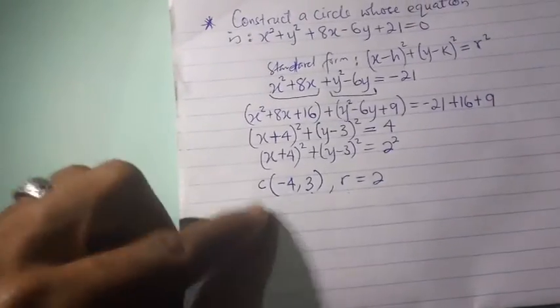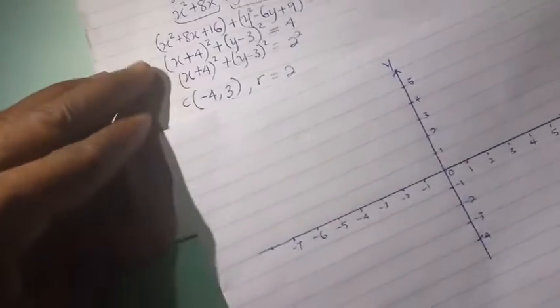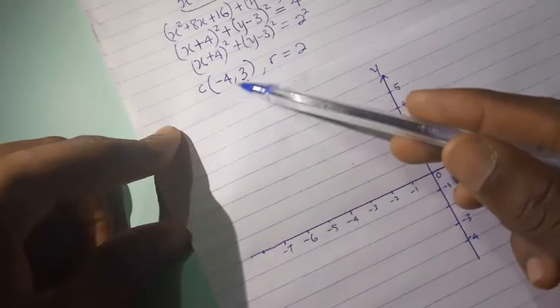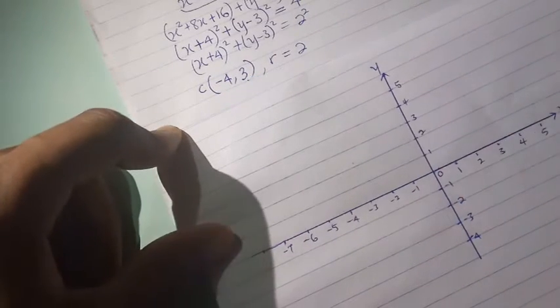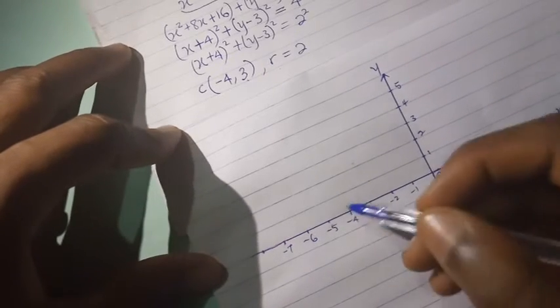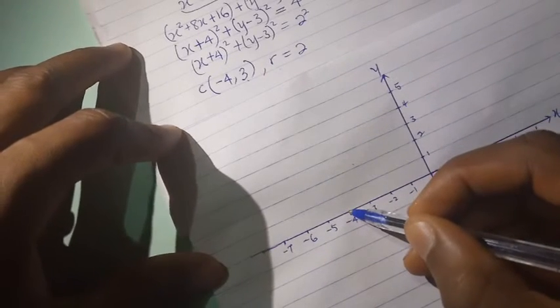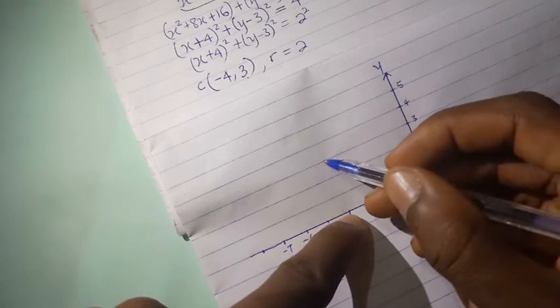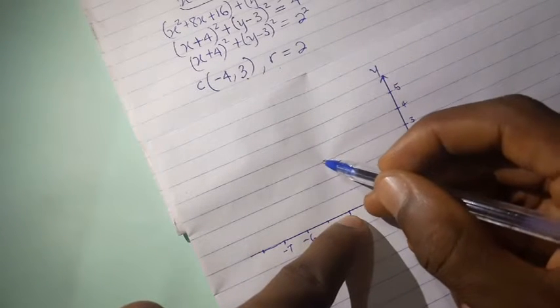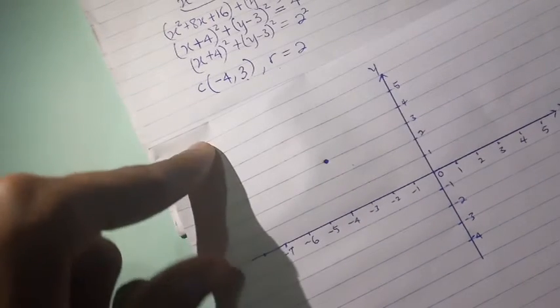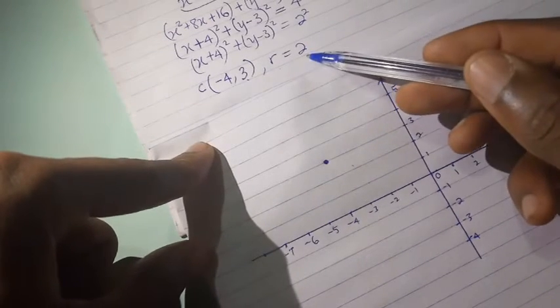So let's construct the circle. The center of this circle is going to be negative 4 and a positive 3. From the x-axis we locate negative 4, which is this, and from the y-axis we locate 3. So where they meet, where they intersect, is our center. The radius is 2.